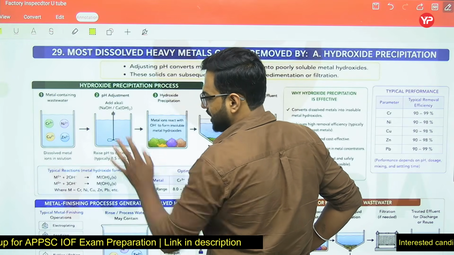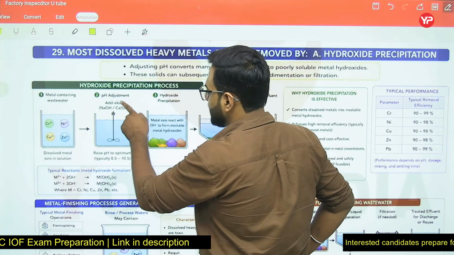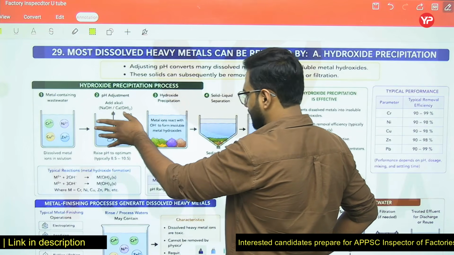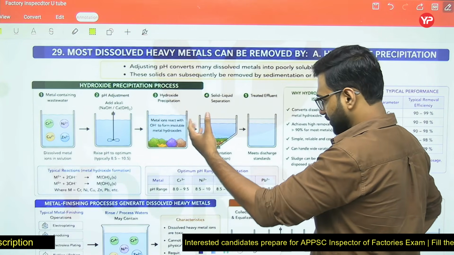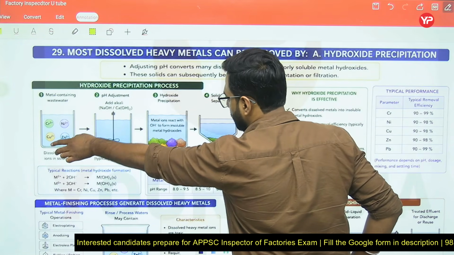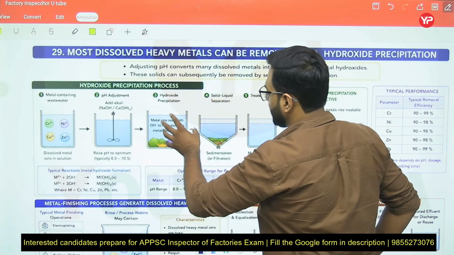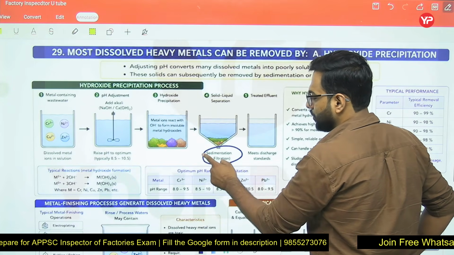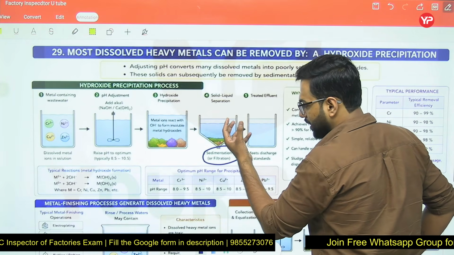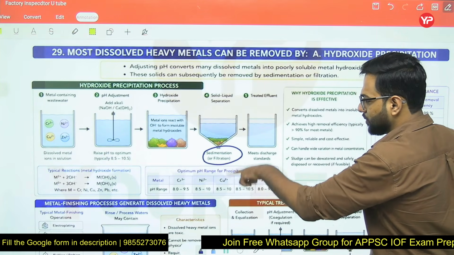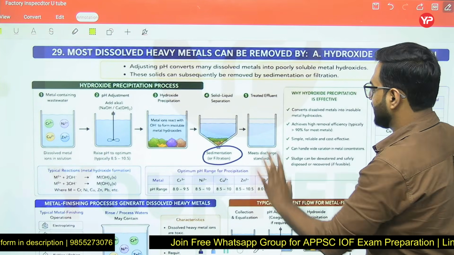These are the metals which are present in the water. So for pH adjustment, we add some alkali, like sodium hydroxide or calcium hydroxide. This substance that we have added is going to react with these metals, and the metals are going to be removed in the form of precipitates. Further, these precipitates are going to be removed from the water in the sedimentation tank, where the particles settle, right?